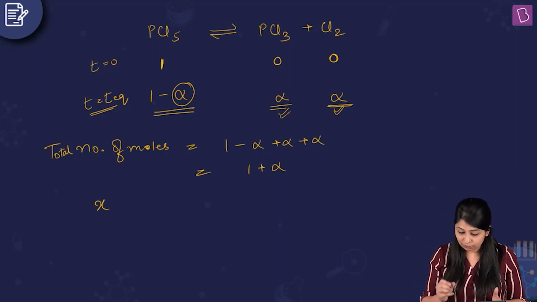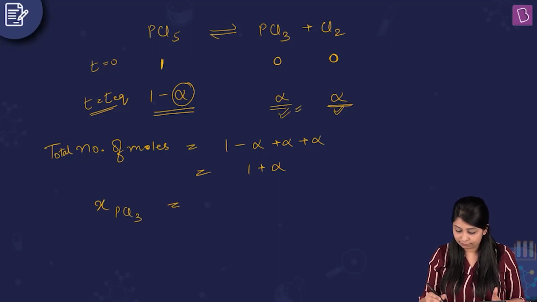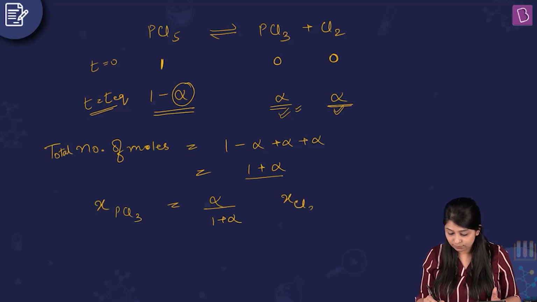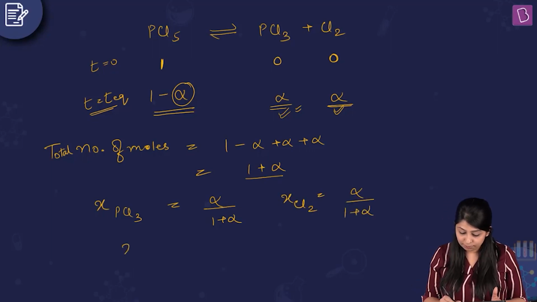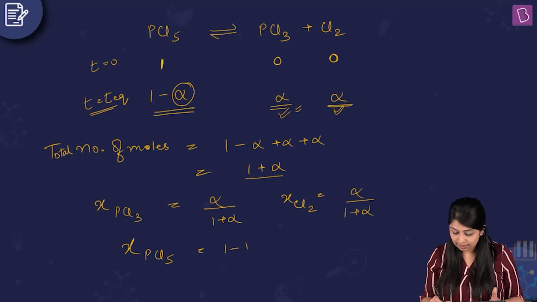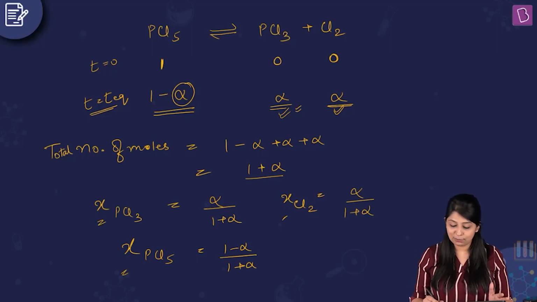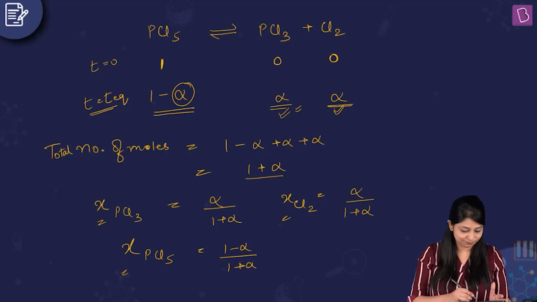So what will be the mole fraction of PCl3? Alpha upon 1 plus alpha. What would be the mole fraction of Cl2? Same, alpha upon 1 plus alpha. And the mole fraction of PCl5 would be 1 minus alpha upon 1 plus alpha. These are the mole fractions at equilibrium.